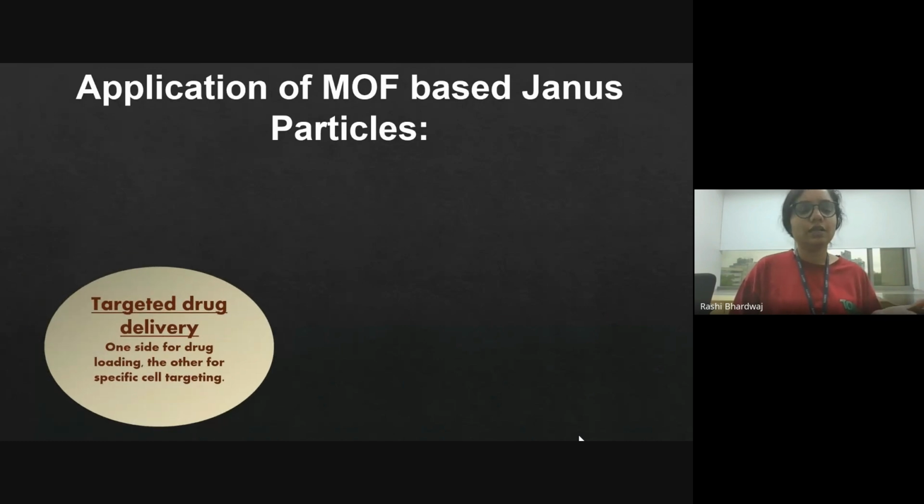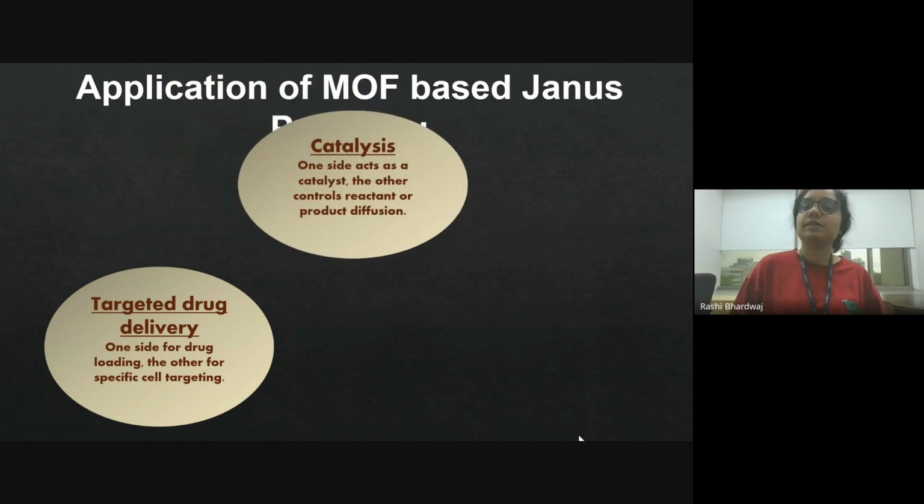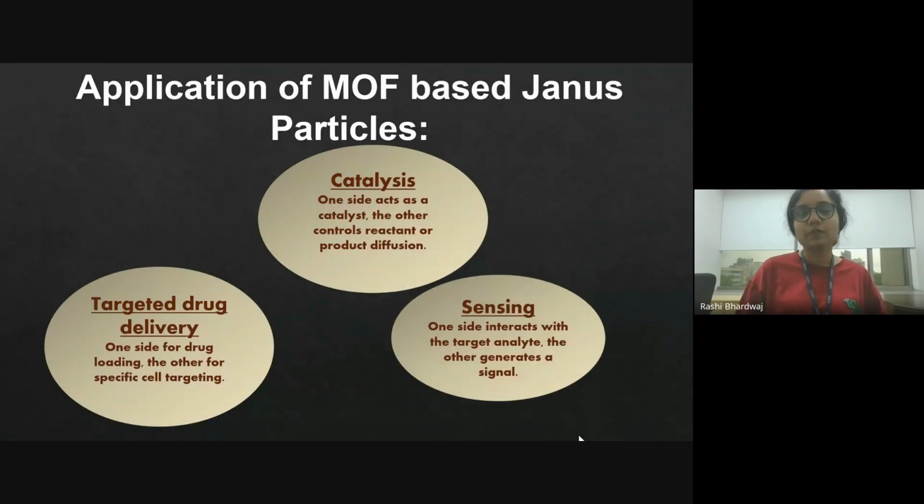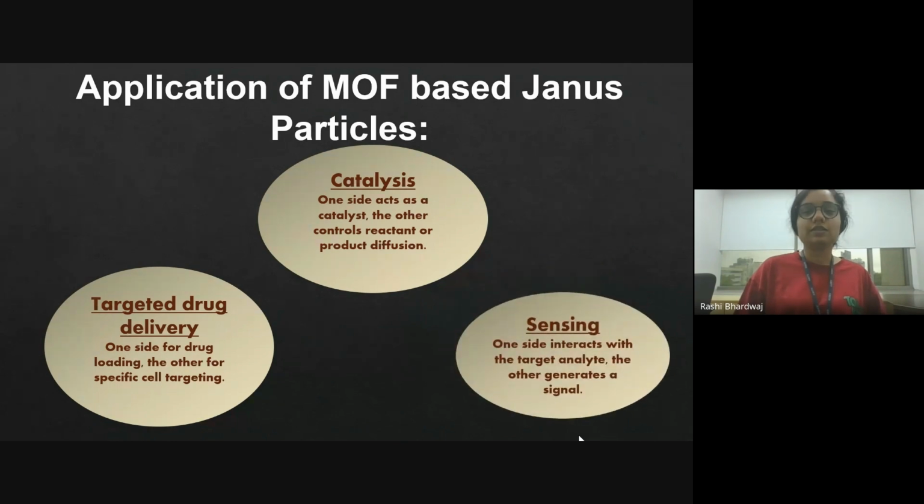On one side, you can load your drugs, and the other can be used for targeting. Another is catalysis. As I said earlier, one can be used as a catalyst, and the other as a reactant to control the product diffusion. And the third and most important is sensing. Basically, one side can analyze the target, and the other side can generate an electrical or any kind of signal that you want to incorporate into your sensing mechanism.